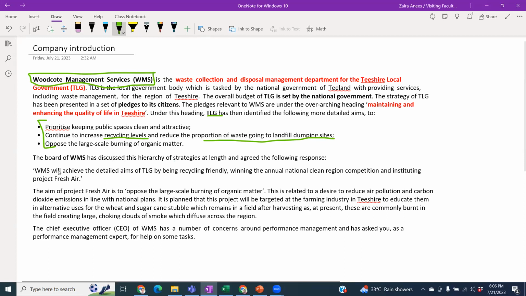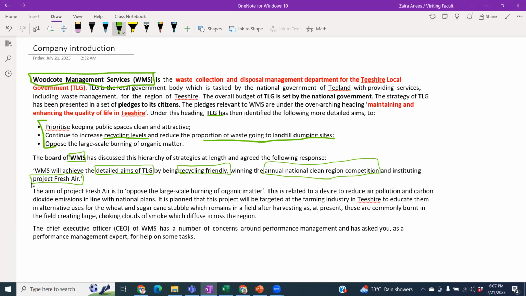The board of WMS. Now from here, WMS has started. The board of WMS has discussed the hierarchy of a strategy at length and has agreed to the following response. WMS will achieve the detailed aims of TLG, because WMS is working under TLG, by being recycling friendly, winning the annual national cleaning region competition, this is the second one, and instituting Project Fresh Air. So try to grasp the information which we have studied till now.